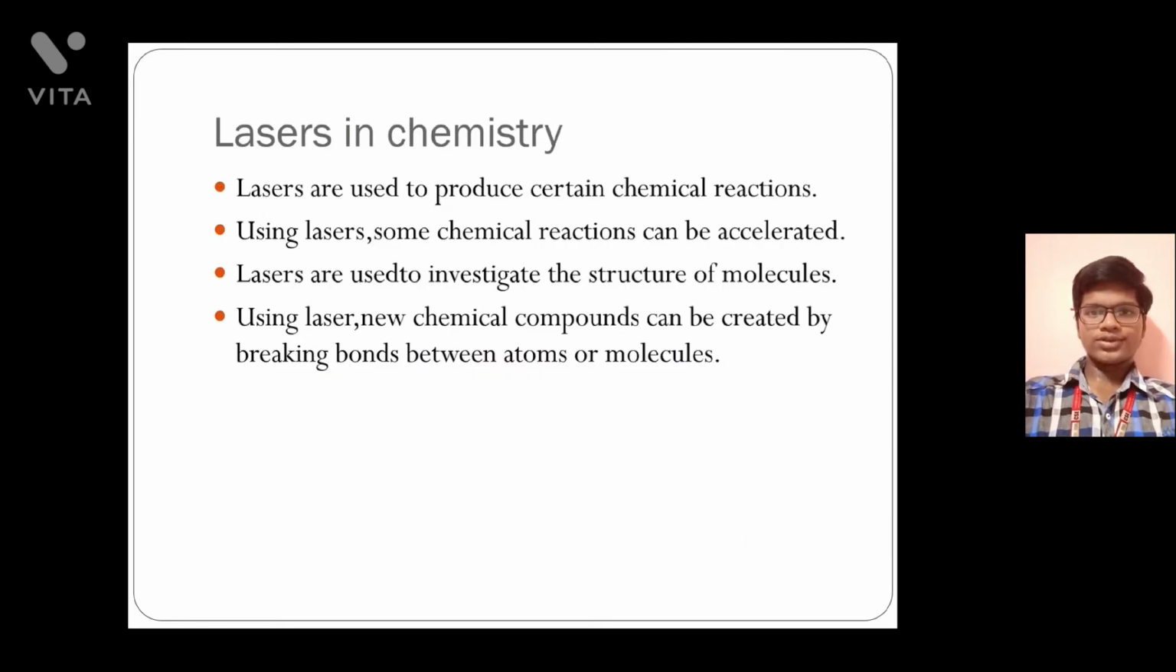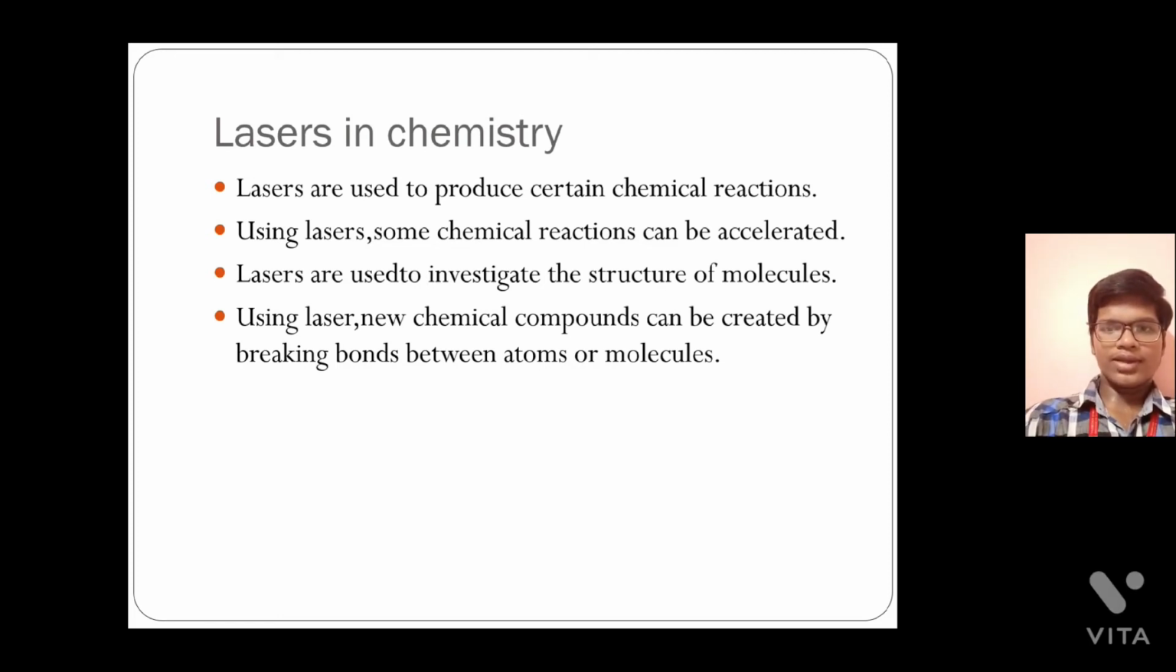And next, applications of laser in chemistry. Lasers are used to produce certain chemical reactions. Using lasers, some chemical reactions can be accelerated. Lasers are used to investigate the structure of molecules. Using laser, new chemical compounds can be created by breaking bonds between atoms or molecules.